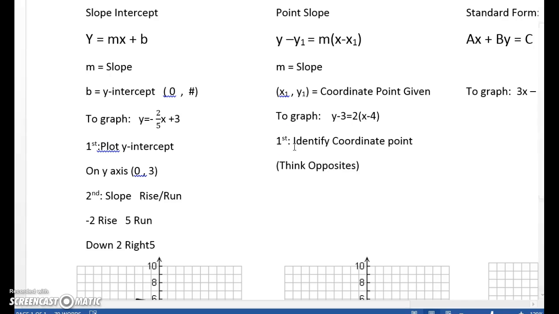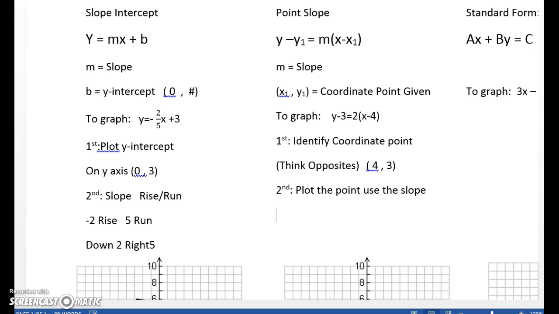The reason for this is look at the formula. There's a y minus a y1, an x minus an x1. That means when I'm going here to identify my coordinate point, I need to think about if this is x minus 4, knowing that this negative came from the formula, it's going to have to be taking the opposite of the number that I see. So if x is with a -4, I need a +4. If y here is with a -3, I need a +3. Once we have that, the second step in this is plot the point and then use the slope.